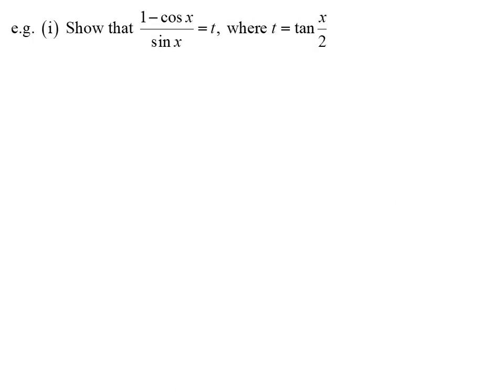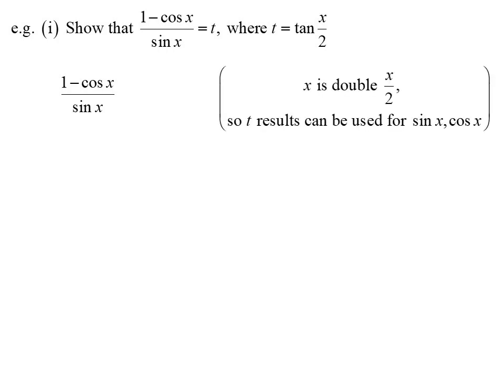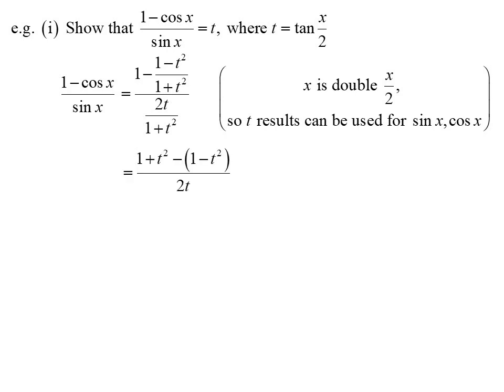Let's use it. We're going to show that 1 minus cos x on sin x is t. Now of course they need to define what t is, otherwise it wouldn't make sense. So t is tan of half the angle. So I can substitute in my t results for cos x and sin x because x is double x on 2. So I've got the half angle and the double angle there. Subbing in, well, fraction on fraction we don't like. Let's multiply everything by 1 plus t squared, and we get 1 plus t squared minus 1 minus t squared over 2t. Tidying that up, 2t squared on 2t cancels, and yes indeed we end up with t.